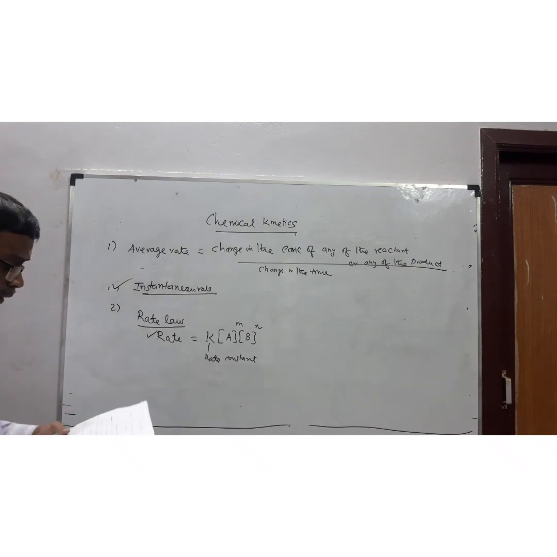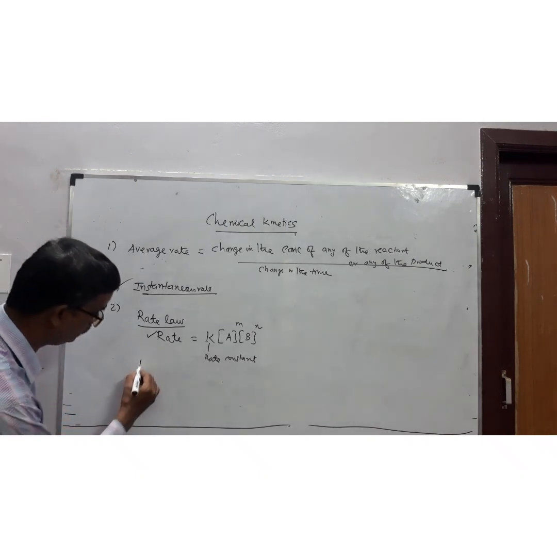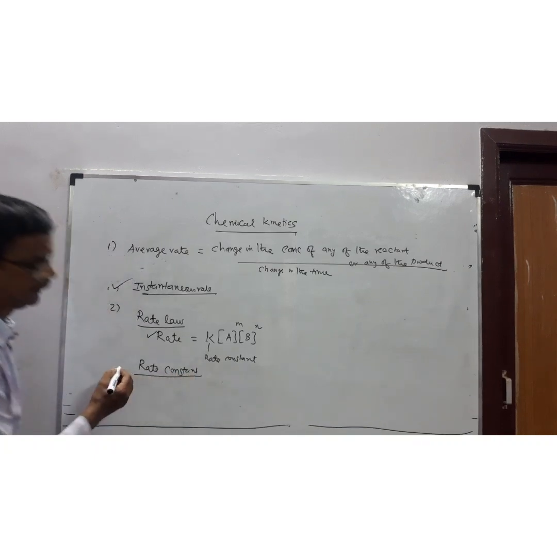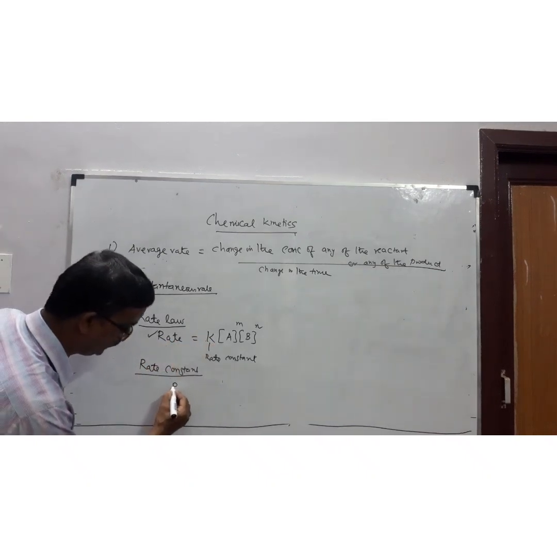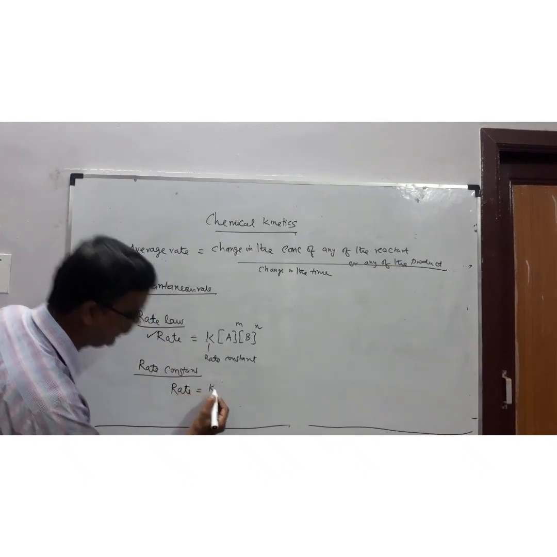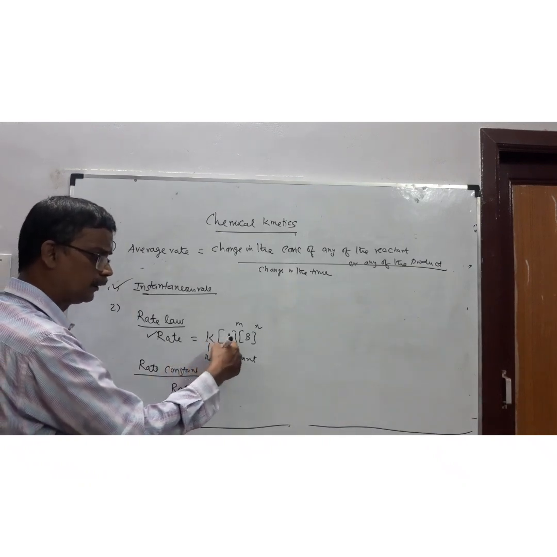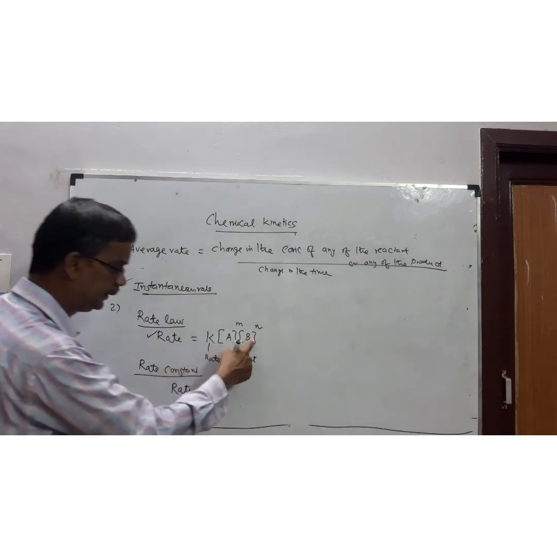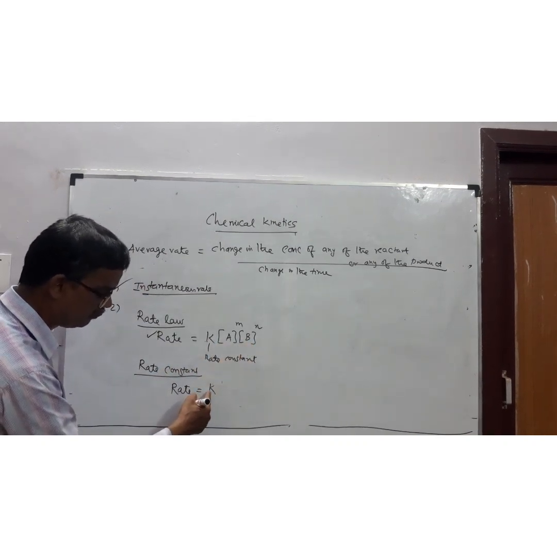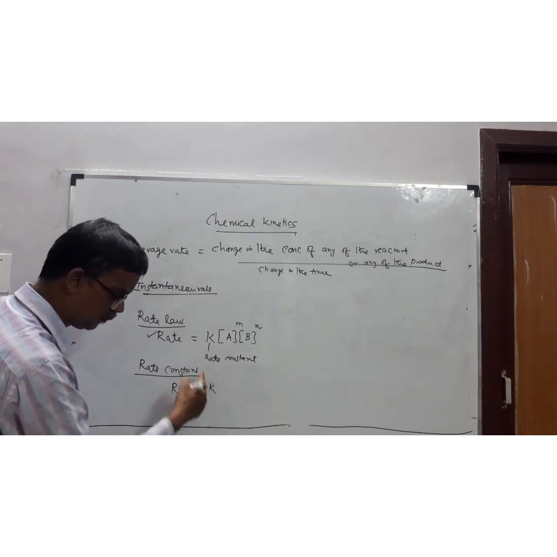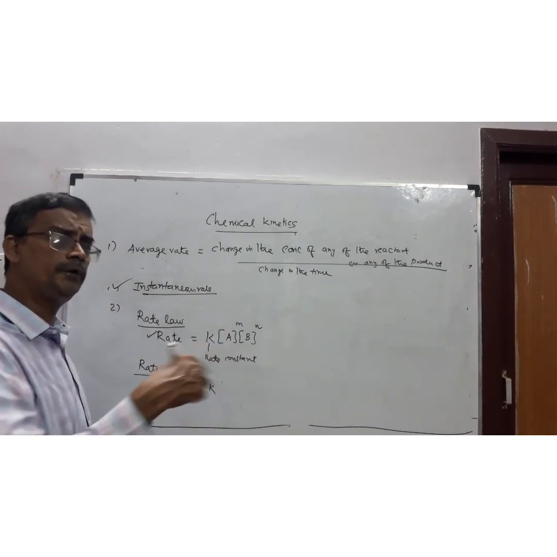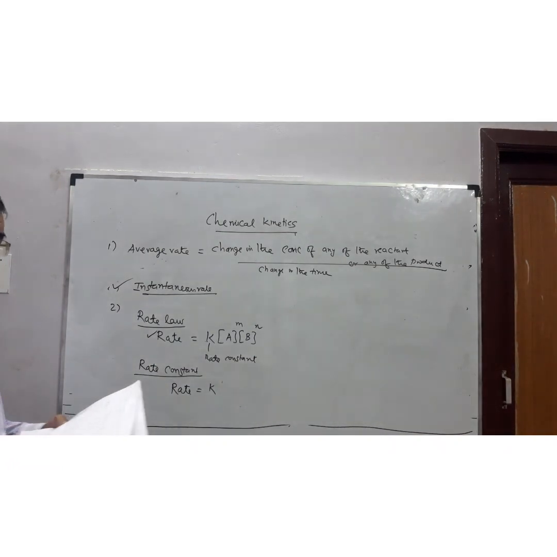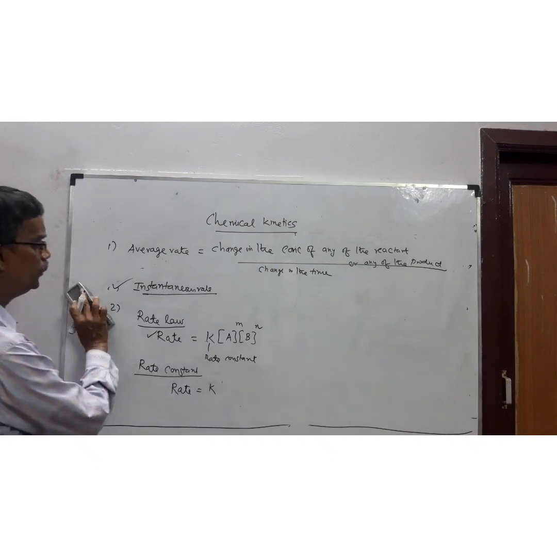The next one: what is rate constant? Rate constant is defined as the rate of reaction when the concentration of the reactants is maintained at unity. When the concentration is one, the rate of reaction is equal to the rate constant.